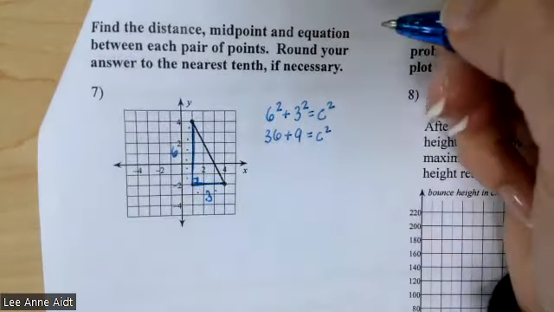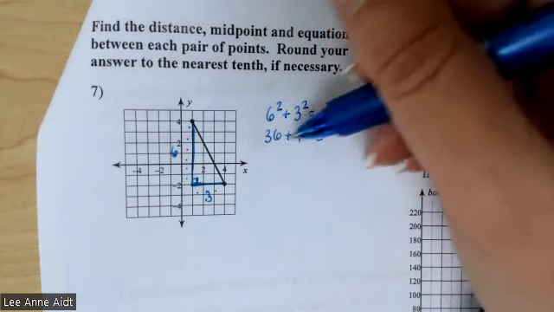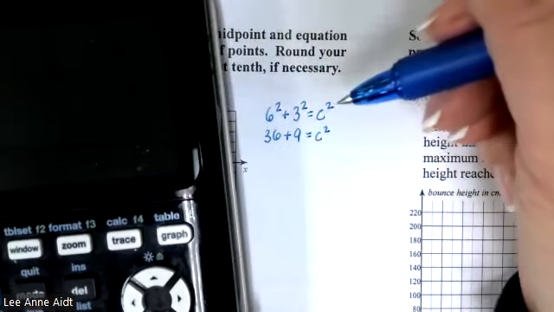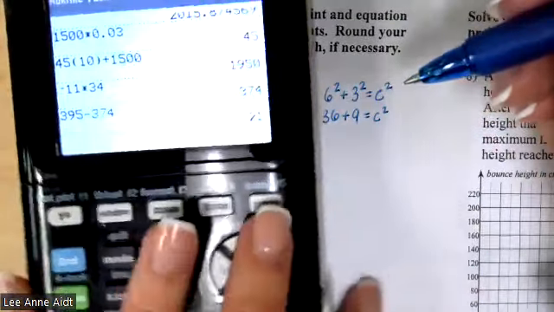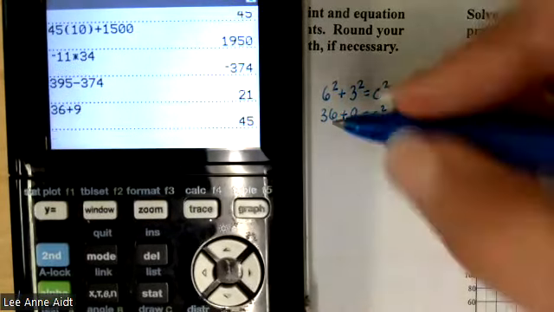I saw a few people get confused after this point on the quiz. You're supposed to square them and then combine it into one thing. Some people tried like square rooting from here. I don't know. There was all kinds of stuff. 36 plus 9, I believe, is 45.